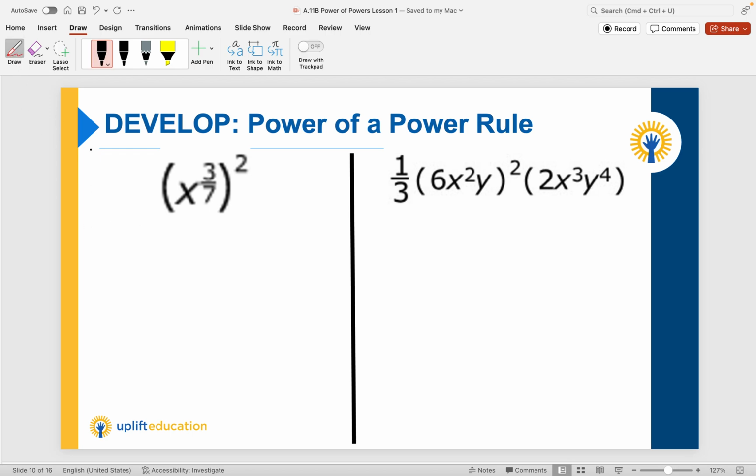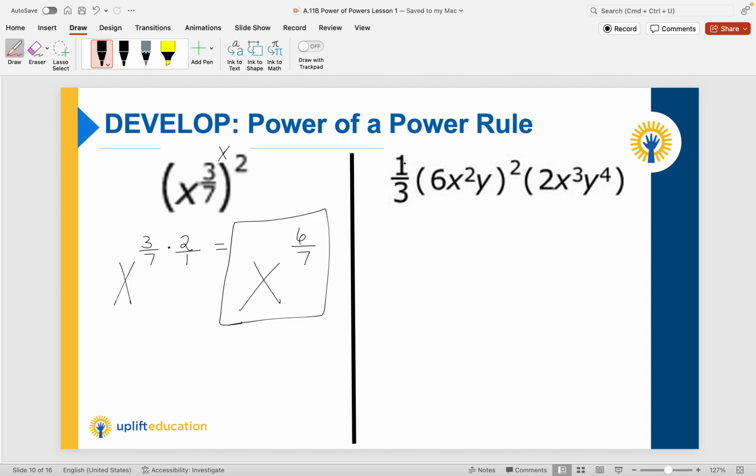For this first one here, we're raising everything still to the 2nd power. So what we're saying is x^3 to the 7th power times 2. And now, when we have fractions, I'm just going to turn that 2 into a 2 over 1. It's still 2. And I'm going to multiply across, right? So 3 times 2 is 6, and 7 times 1 is 7. And so now I'm finished. Okay, remember they're still multiplying because there's a parentheses there.